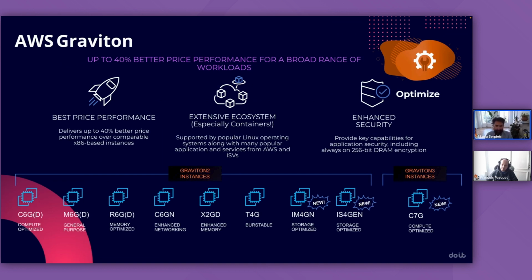AWS, as you know, has different statistics about it, but in general you can take a look at 40% better price performance over the x86 platform. So it's a great opportunity. And the Graviton 2 and Graviton 3 instance offering is growing every development cycle with AWS. So more and more you will see these types of instances coming to your favorite managed service.